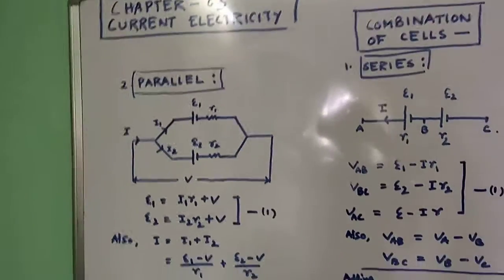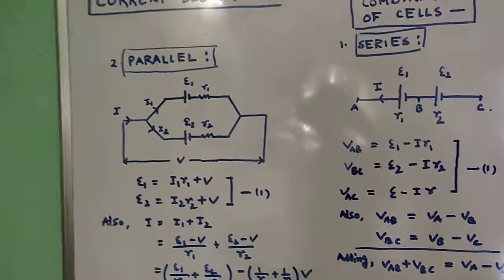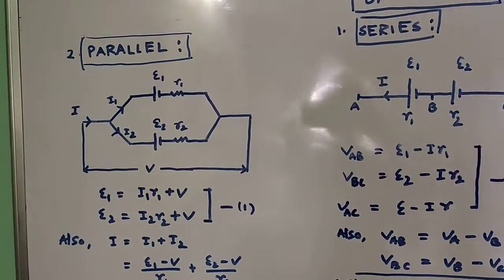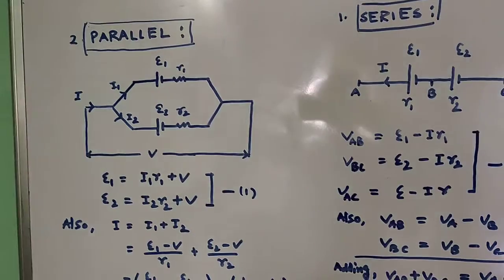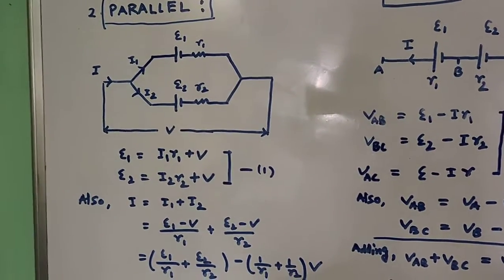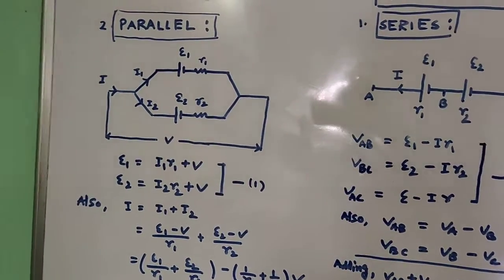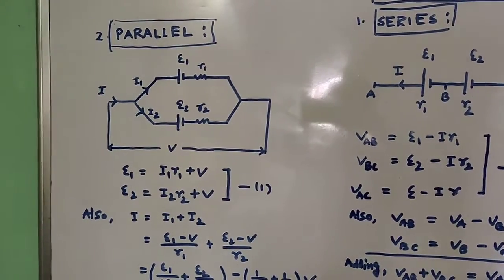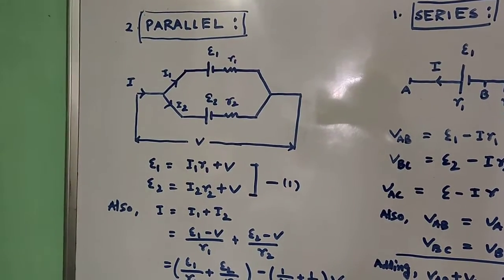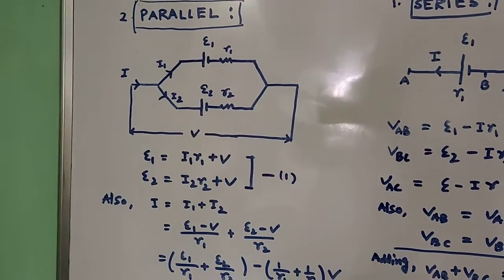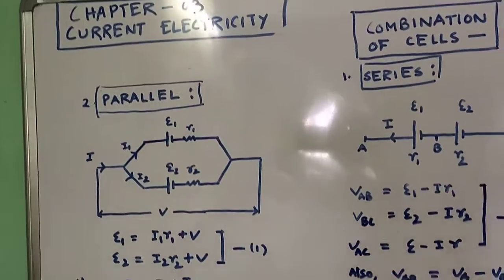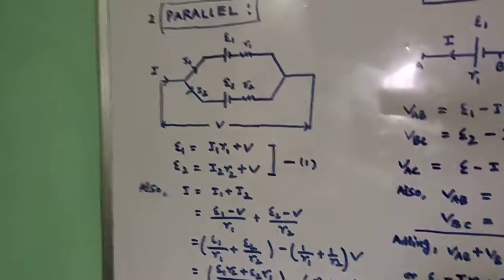So next is your parallel. So here in parallel, two cells, one with E1 and another with E2, and internal resistances r1 and r2. So the source is there, current I is flowing from the source, and the potential across the source is V. As it is parallel, the terminal potential difference is common. So I splits up into I1 and I2. So E1 equal to I1 r1 plus V, E2 equal to I2 r2 plus V. So total current I is equal to I1 plus I2.